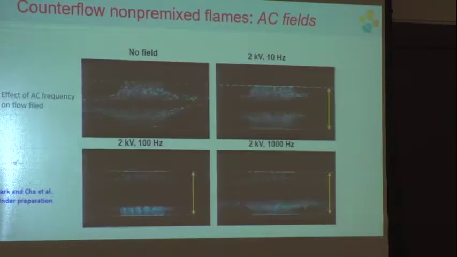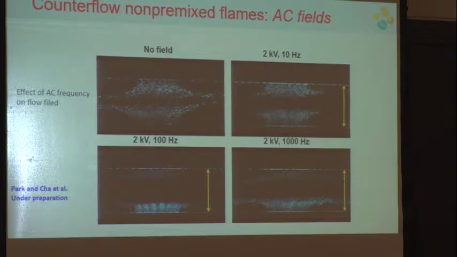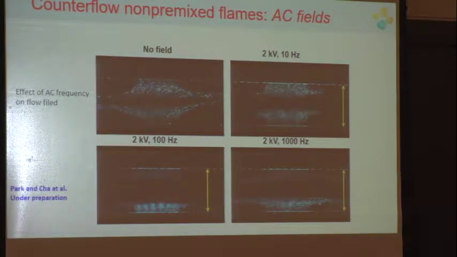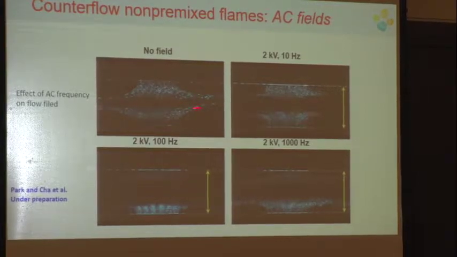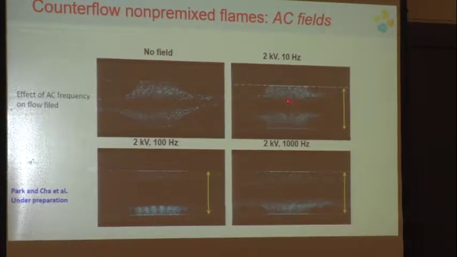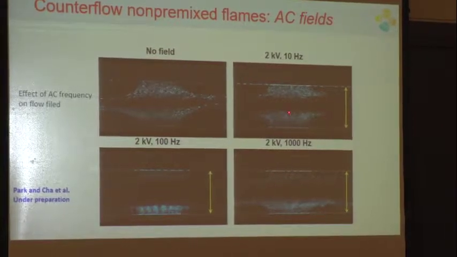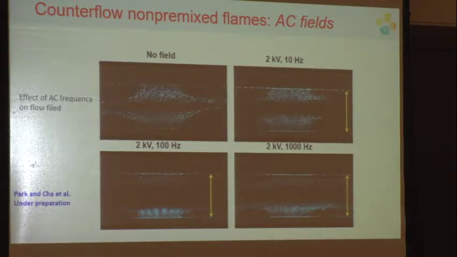And next, what about the AC effect? Instead of doing DC, the question you may ask is whether the frequency matters. With no electric field, you can see the particles are here, and then you have the flame sitting in between. And then when you have 2 kilovolt at 10 hertz, which is very low, in between them, you start to see that some kind of ionic wind pushes this flow going there for negative ions, and positive ions push this one. If you increase the frequency, it means that you put more energy there, right? So that means the ionic wind becomes stronger and stronger on both sides.